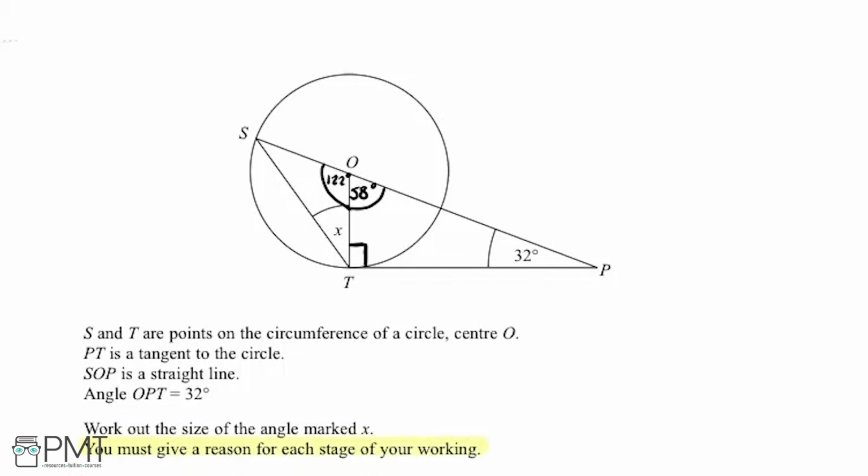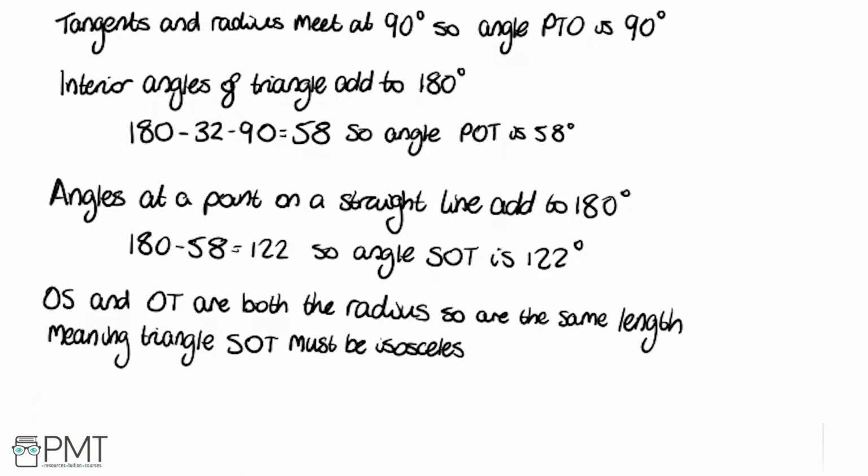Now I'm going to focus in on this triangle here. And we see that O to T here and O to S are both the radius of the circle, because again, O is the centre. So we know that O to T and O to S must be the same length. So therefore we've got an isosceles triangle here, because an isosceles triangle is a triangle with two sides of exactly the same length. So I've written that here, that OS and OT are both the radius, so are the same length, meaning that this triangle here must be isosceles.